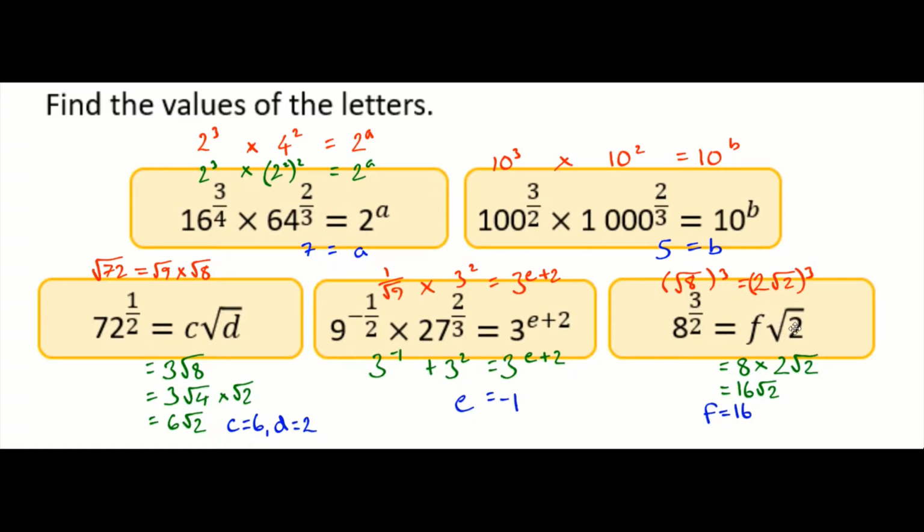And this final one, writing it in terms of root 2, we've got the square root of 8 cubed. Square root of 8 is 2 root 2 by simplifying the surds, and then it's cubed. So 2 root 2 times 2 root 2 times 2 root 2, the 2 cubed is 8, and root 2 cubed is root 2 times root 2, which is 2, times another root 2. So you end up with 16 root 2, so F is 16.